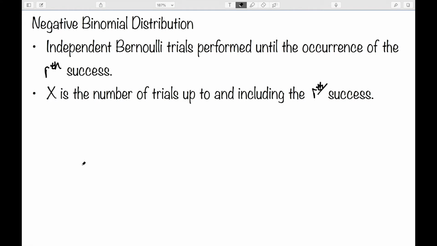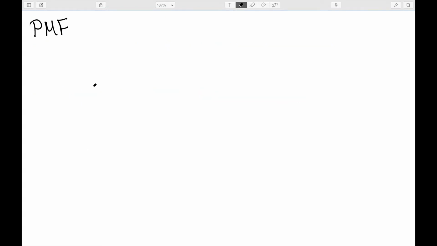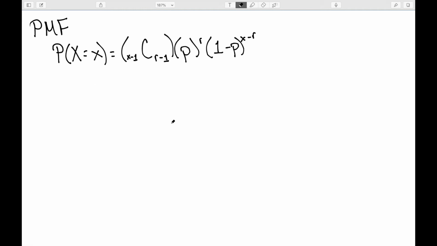X is going to be the number of trials up to and including the rth success. And once again, our probability of success is p. Let's start with the probability mass function. My probability mass function is given by the probability that my random variable X is equal to some value of little x is (x minus 1 choose r minus 1) p to the r, (1 minus p) to the x minus r.